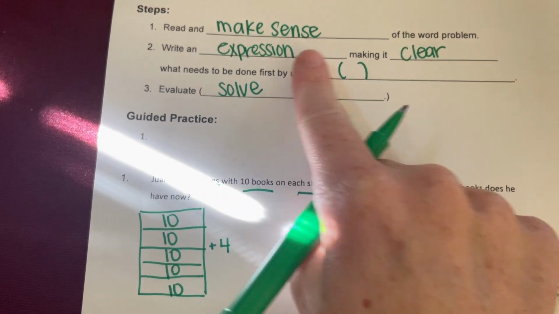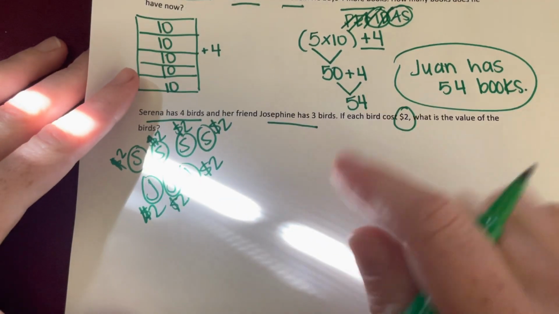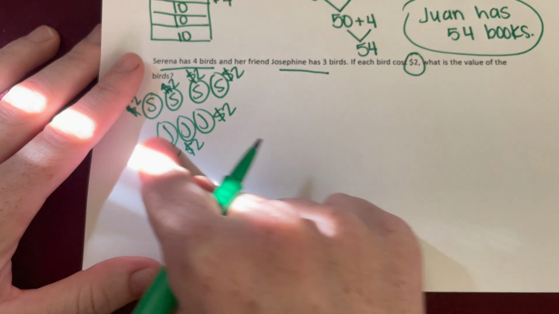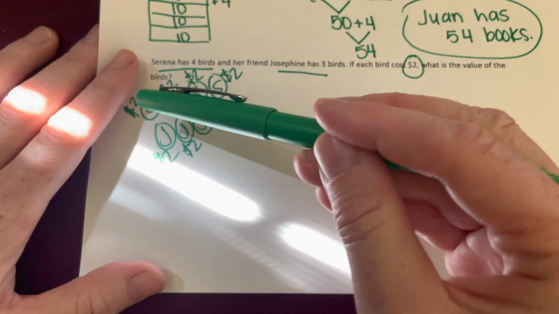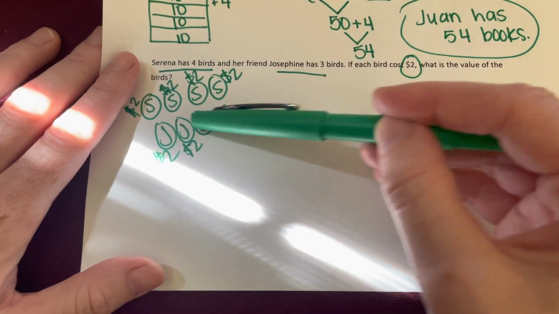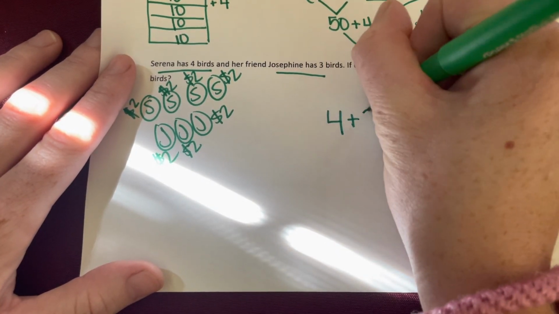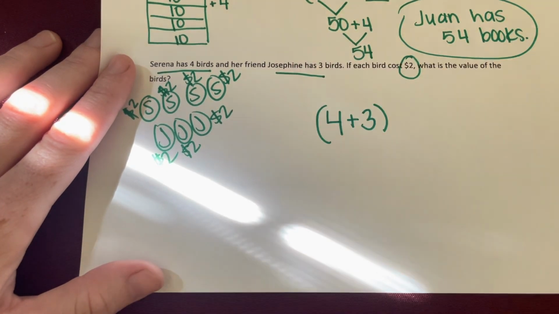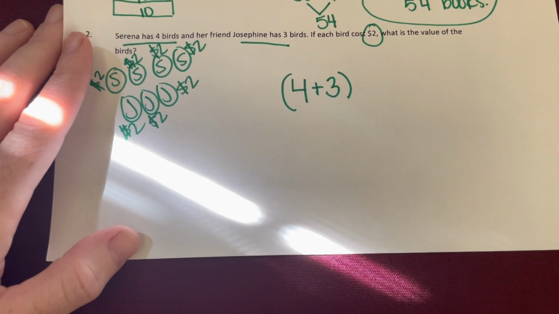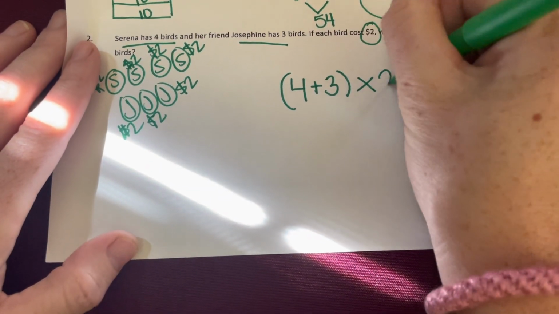Okay, so I've read and I made sense of the problem. Now I need to write an expression, making it clear what needs to be done first, using parentheses. So I first need to find out the total number of birds. It doesn't matter if they're Serena's birds or Josephine's birds. I need to know how many there are total. So Serena has 4, Josephine has 3, so I'm going to add them together. I put that in parentheses, and each one costs $2, so I'm going to multiply that by 2.